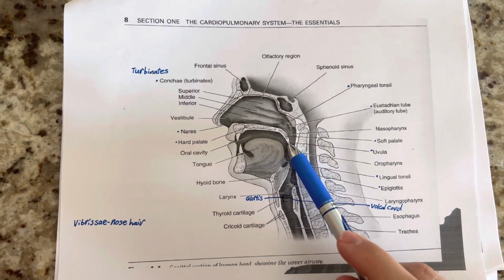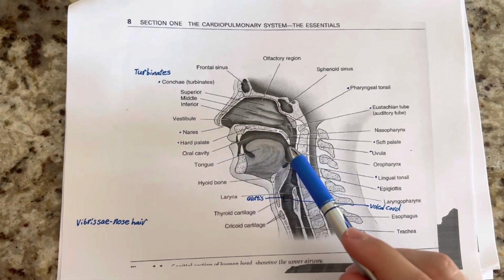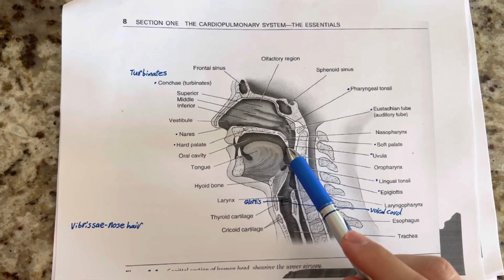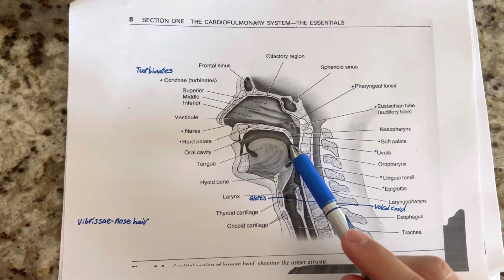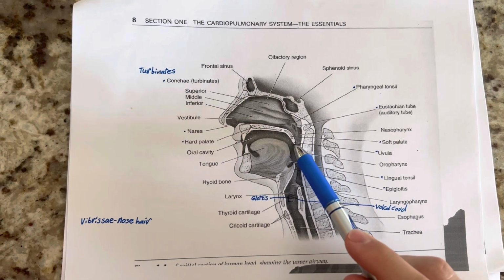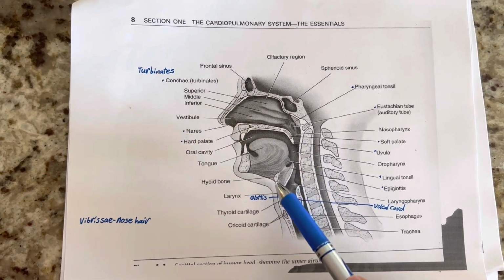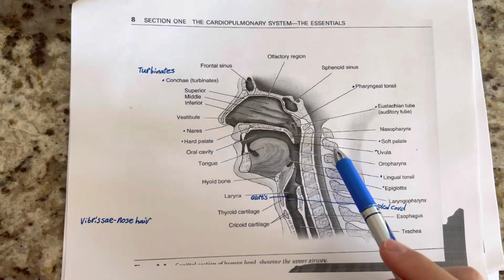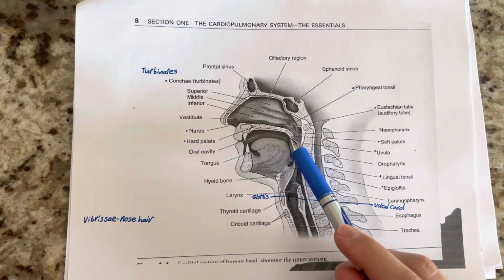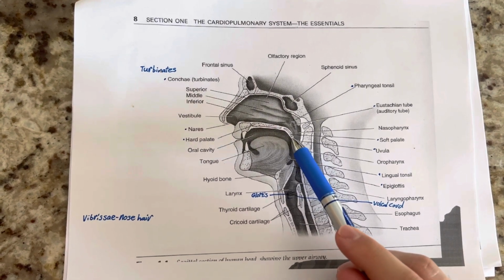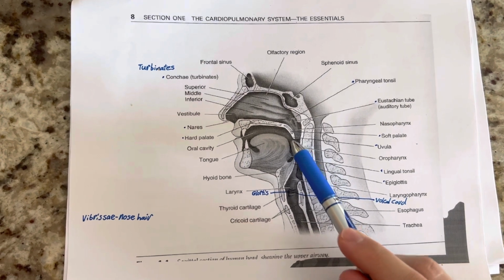This is the uvula. It's the tip of the part that hangs in the back of the roof of your mouth. This is called the uvula. Soft palate.